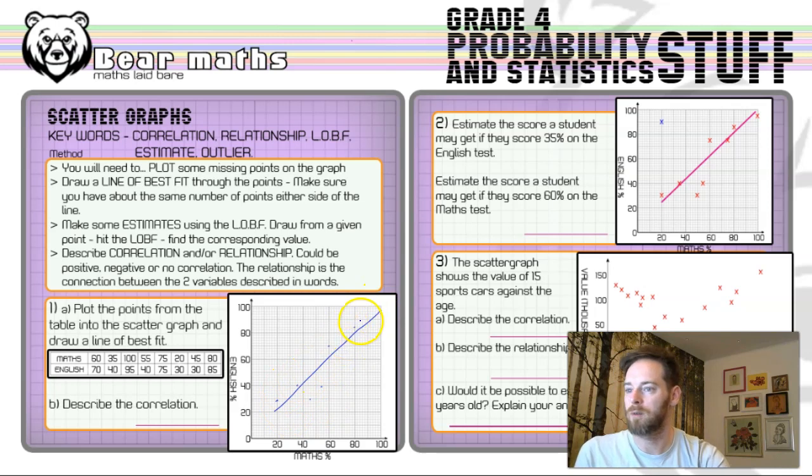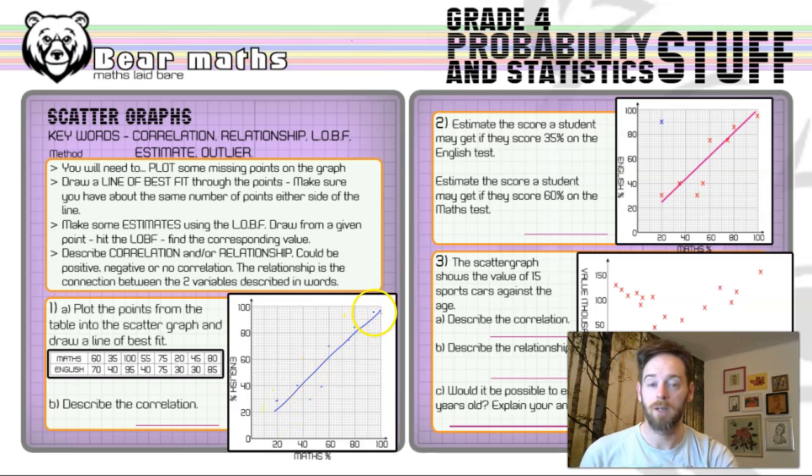The temptation for some people is to go from 0 and draw it all the way through. Don't do that. Another temptation is to join the bottom point to the top point. Don't do that. Try and get through or as close to as many of the points as you possibly can. So 1, 2, 3, 4 on this side, 1, 2, 3, 4 on that side. Maybe I could draw it a little bit closer there.